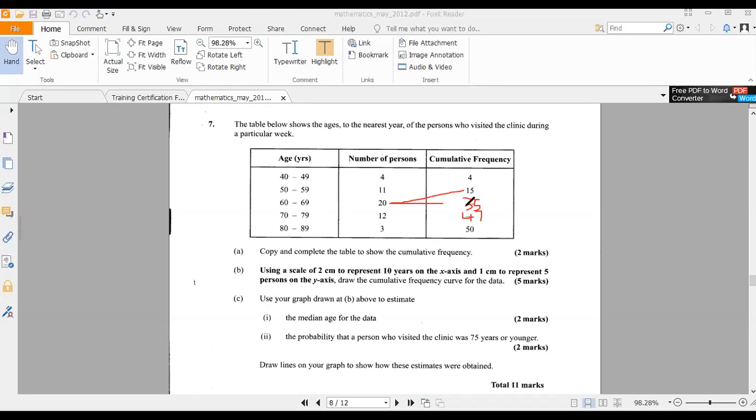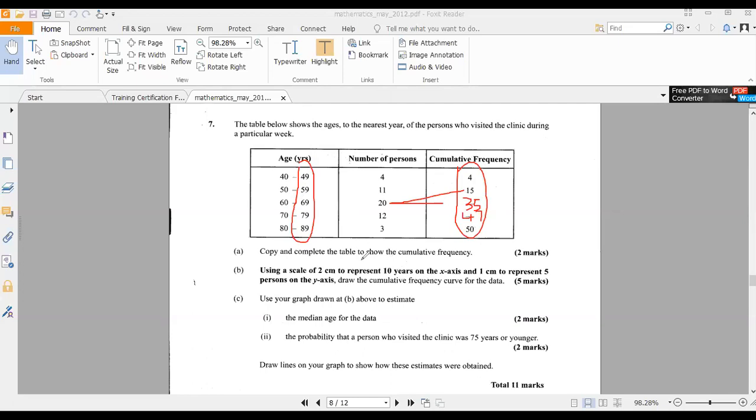Now remember, when you are going to draw the graph, you need either the upper class limit or the upper class boundary with the cumulative frequency. In this case, I'm going to use the upper class limit and the cumulative frequency. I'm using these two to draw the cumulative frequency curve. So I need somebody to write this one down for me.